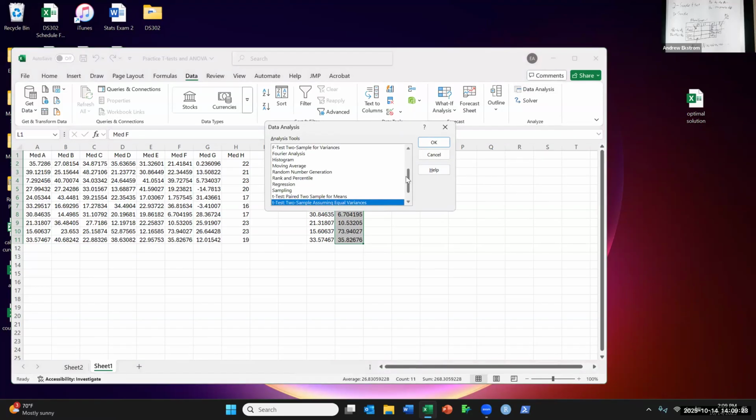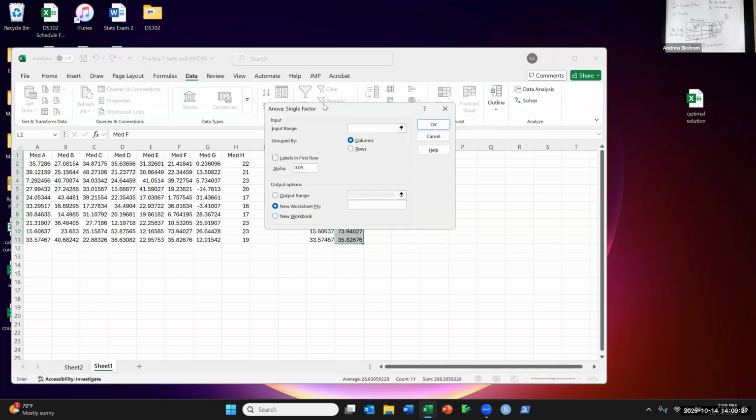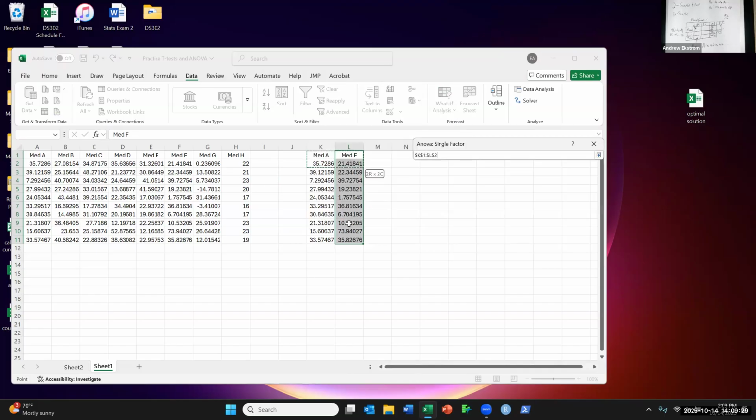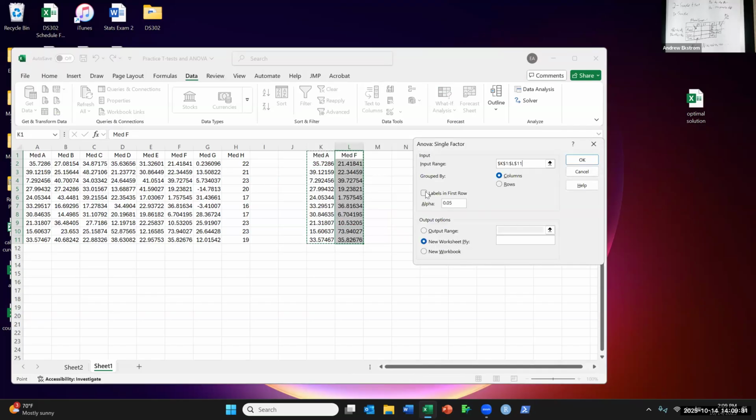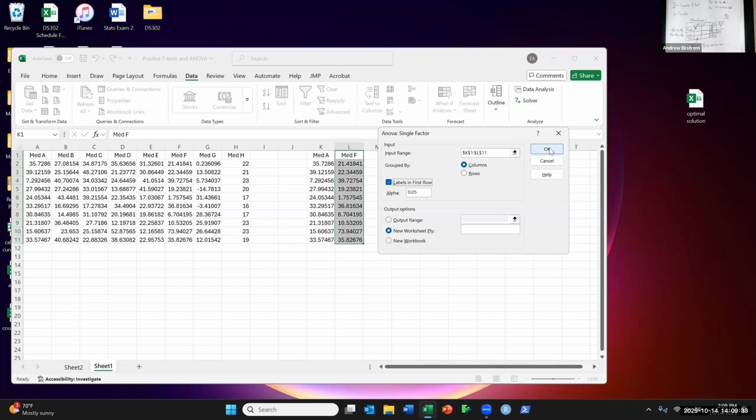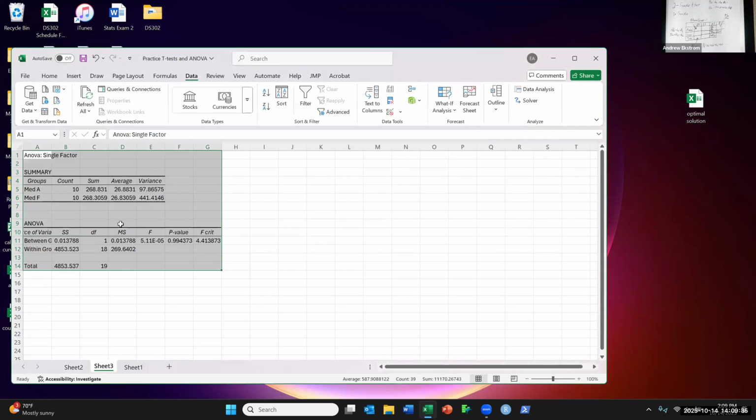Now, if I go back here, I can go back to ANOVA single factor. My input range is just going to be these two things. Labels in the first row, going to click on OK. And we get essentially the same thing.